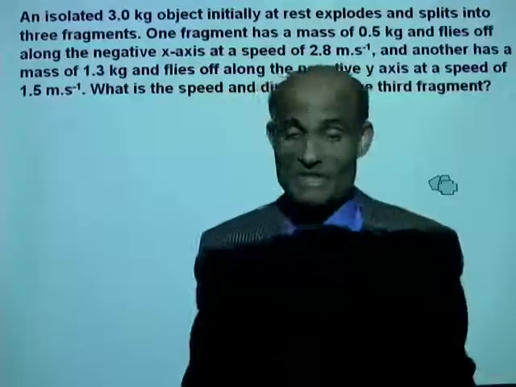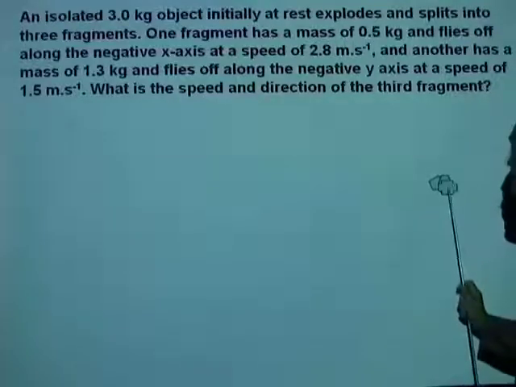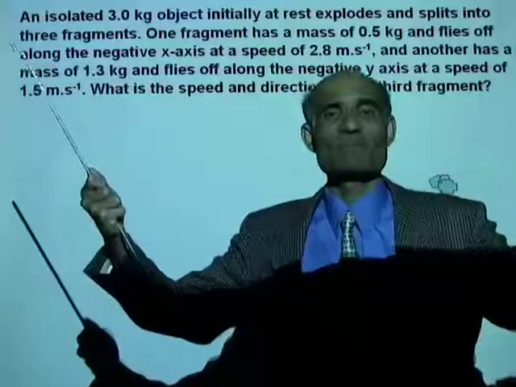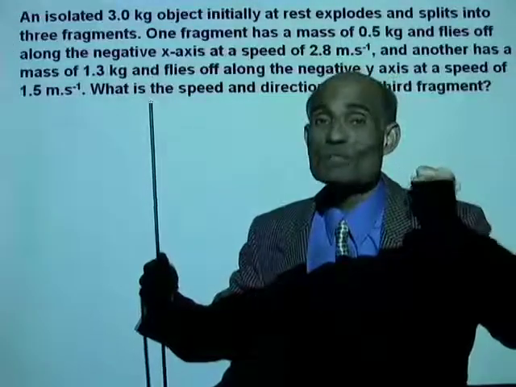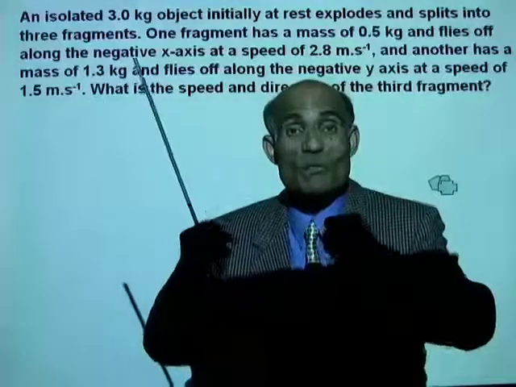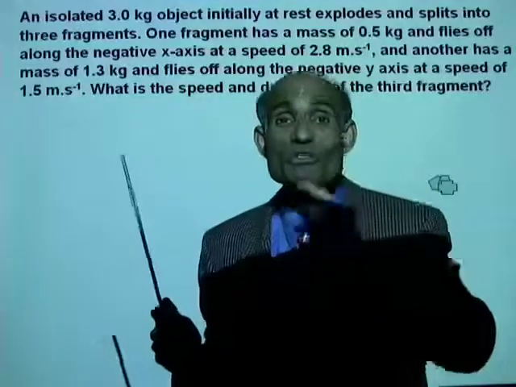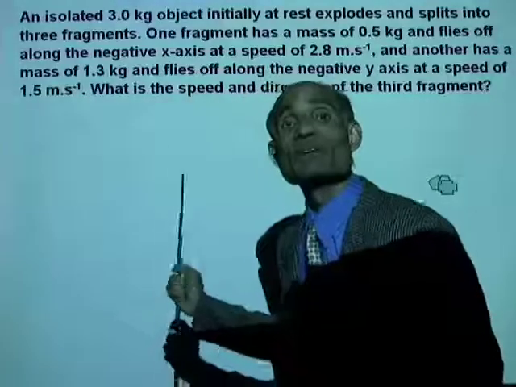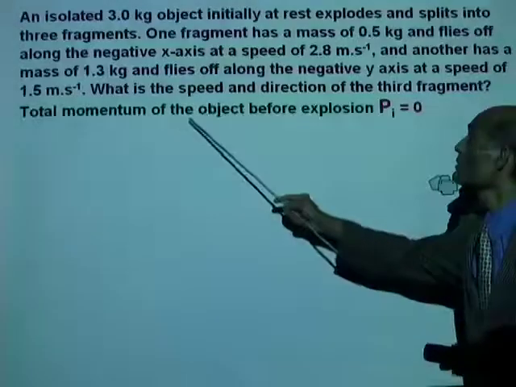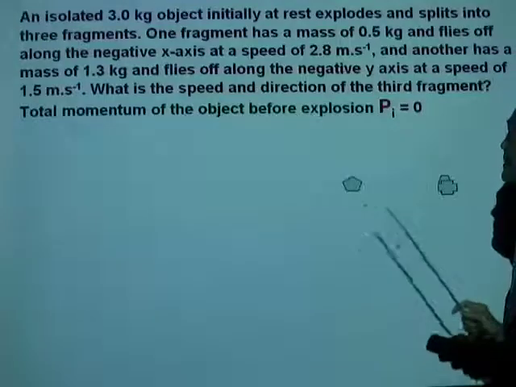Well, this is the situation here. We have an object that explodes. And I have actually put those 3 pieces there. It explodes into 3 pieces. What is the total momentum of the object before exploding? 0. That means the total momentum of the 3 pieces, when you add, must be equal to 0. That is the principle we are going to use in solving this problem. Okay. Total momentum of the object before explosion, P_i equal to 0.